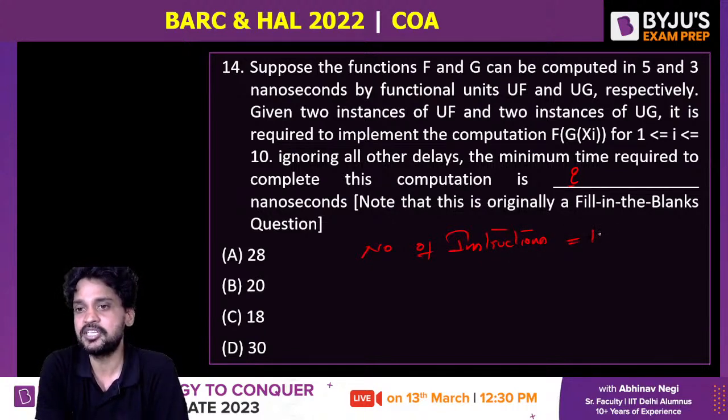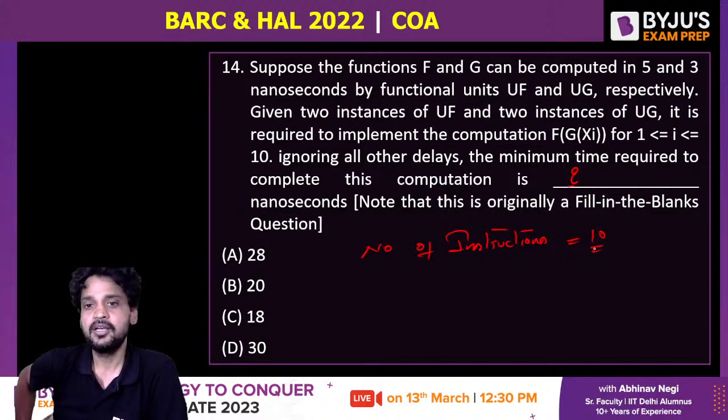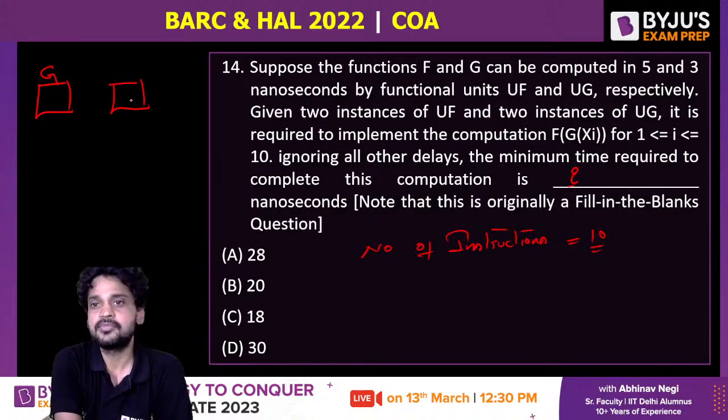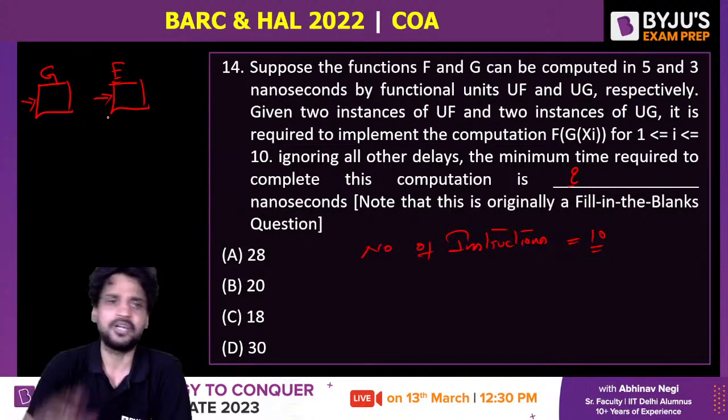Number of instructions are equal to 10. And here there are 2 functional units, one is G and one more is F. Every instruction should go through G followed by F, or F followed by G, whatever you take.